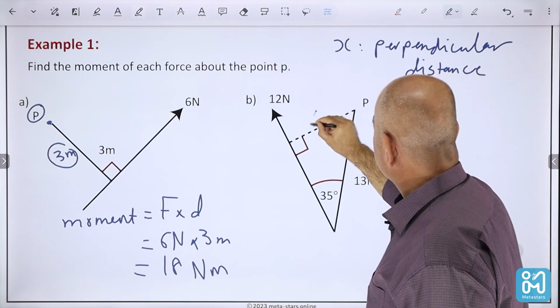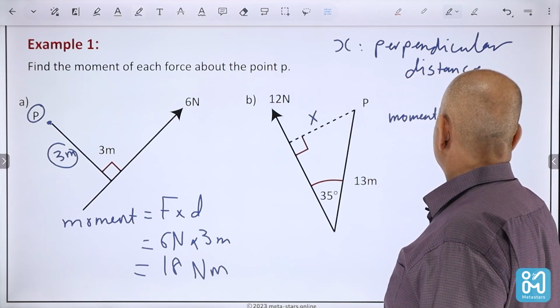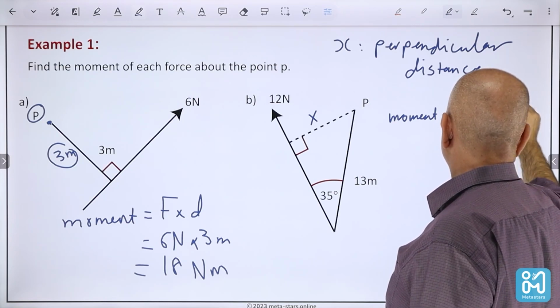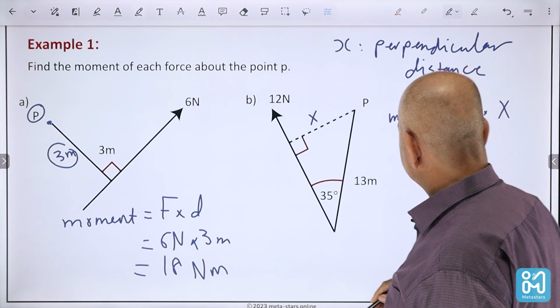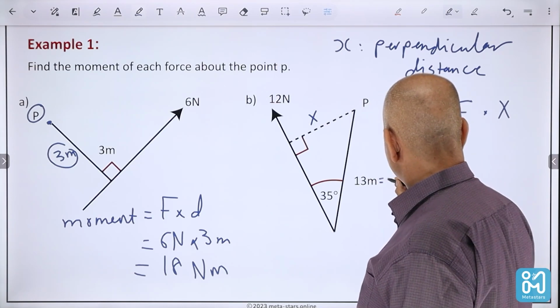This is the perpendicular distance x. And moment equals what? Equals force times perpendicular distance, which is x. You can call this d.